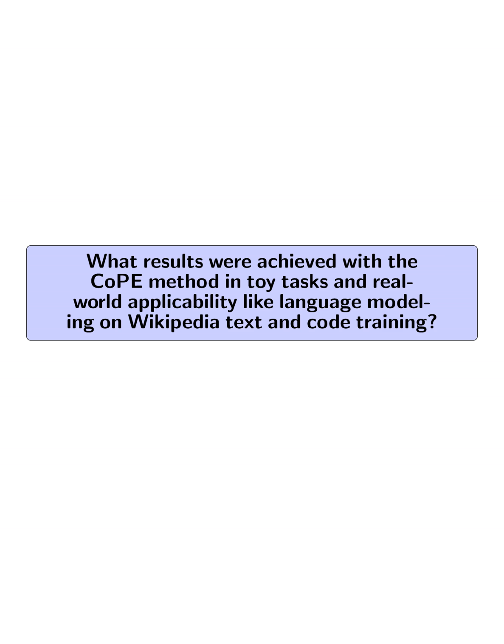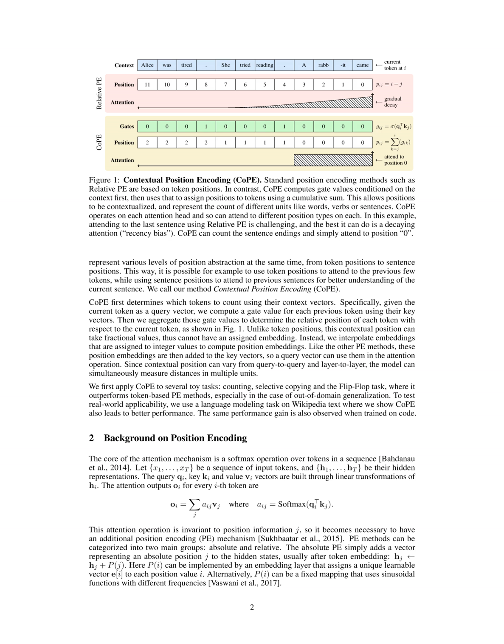What results were achieved with the COPE method in toy tasks and real-world applicability like language modeling on Wikipedia text and code training? In toy tasks such as counting, selective copying, and the flip-flop task, the COPE method outperformed existing token-based position encoding methods, especially in out-of-domain generalization scenarios. In real-world applicability, when tested on a language modeling task using Wikipedia text and code training, COPE also led to better performance compared to traditional position encoding methods.